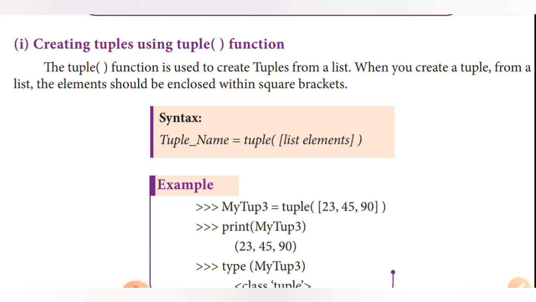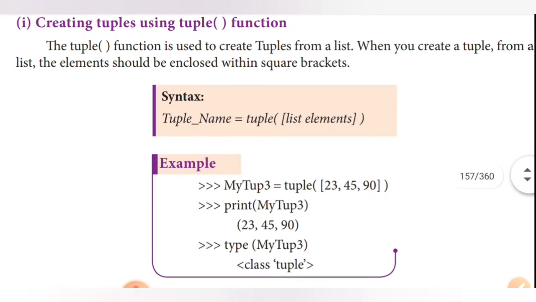Now we can see whether it is a tuple or list by using the function type. We already learned, the type function is used to display the data type of the particular object used in the Python programming language. Here type is a built-in function. This function is used to show the data type of the Python object. Object is nothing but the variable. So now you can see type of my tuple 3. Now you know the data type for that variable my tuple 3. So my tuple 3 has the data type class tuple.